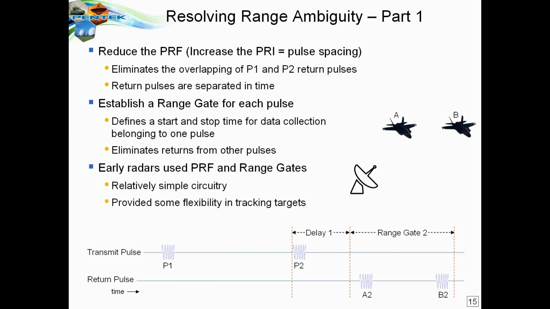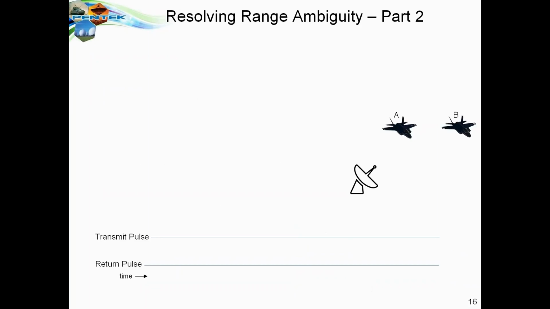These range gates have been used for many years. It's relatively simple circuitry, and it gives you a lot of flexibility in tracking targets because you can adjust the PRF and you can adjust the range gates according to different acquisition scenarios for different types of targets and applications.